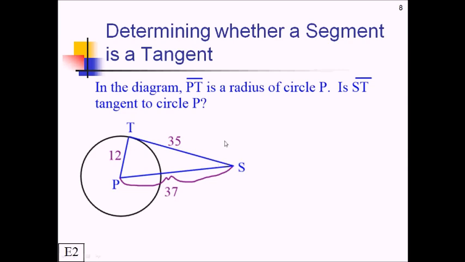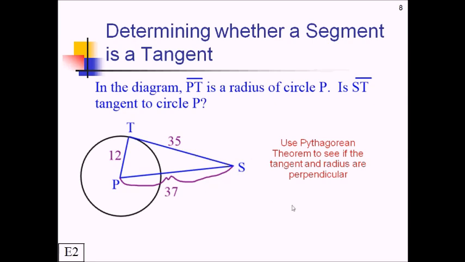Now let's think back to those two tangent properties. Which one would help us here? Oh, how about the one about radii and tangent lines being perpendicular? If ST is truly a tangent line, that means that this angle right here, angle PTS, is going to be a right angle. Well, how could we figure out if this is a right angle given these three sides of this triangle? Oh yeah, use the Pythagorean theorem to test it out. So pause the video and go ahead and do that.